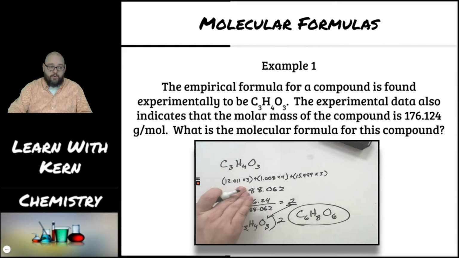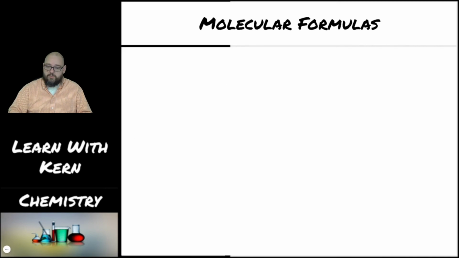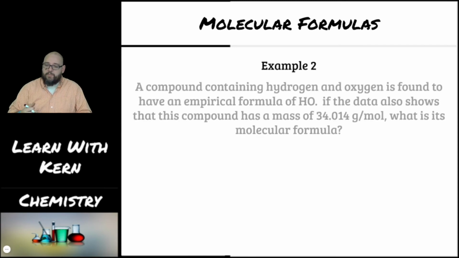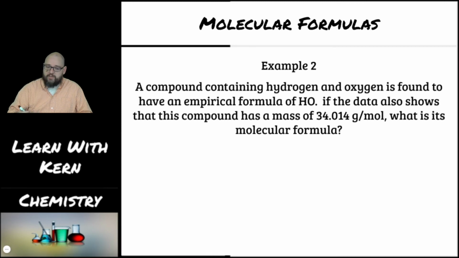That's not super complicated. You just find the molar mass, which we've been doing for a little bit, and you divide a couple of things that are given to you in the problem. So let's look at another example. A compound containing hydrogen and oxygen is found to have an empirical formula of HO. If the data also shows that this compound has a mass of 34.014 grams per mole, what is its molecular formula?